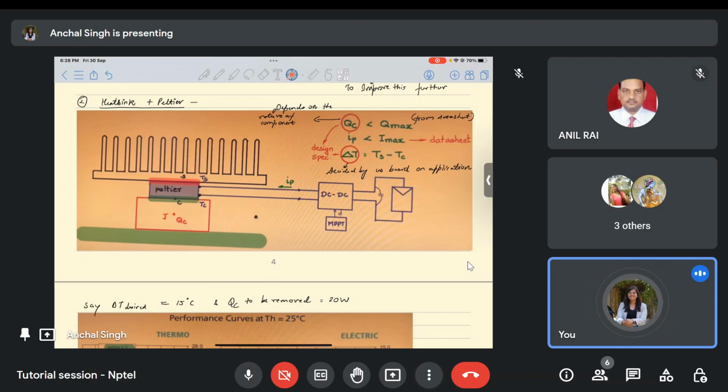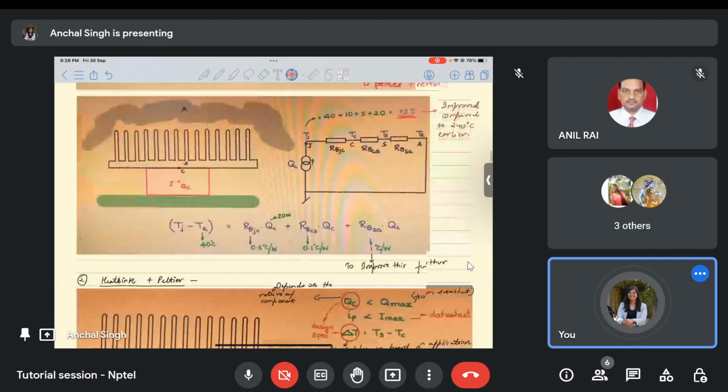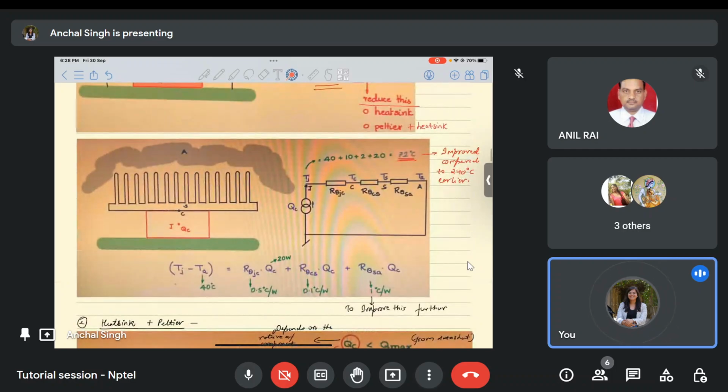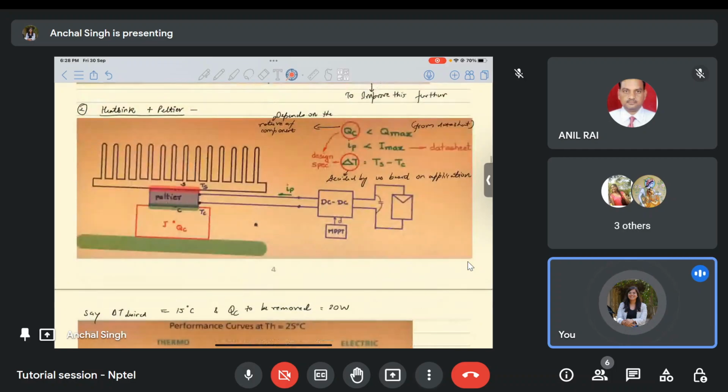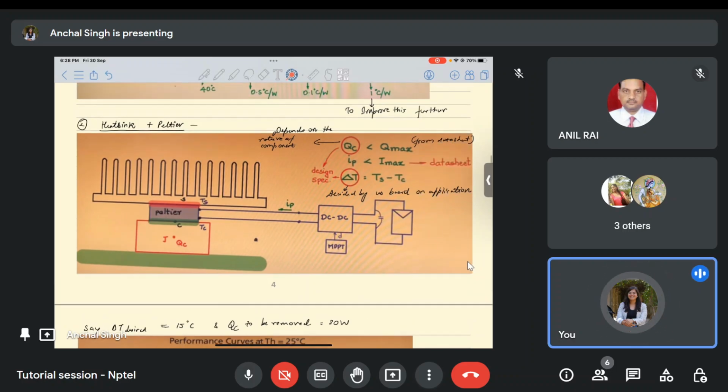It is doing some external work. Initially, we had just put the heat sink, so it was happening naturally. Now here we are forcing the heat from the hot component to the heat sink. Okay, and we know that in order to drive a Peltier, we need a DC to DC converter, and we can give the energy to the DC to DC converter using a solar module or any other DC source. Now, when you are designing this system, for the Peltier you need three parameters: QC, IP, and delta T.